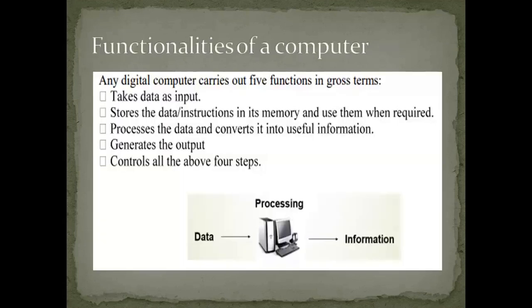The next topic, functionalities of a computer. The computer can perform 5 major operations. The first operation is to take the input from the input devices. The computer accepts any type of input, and the input is transferred into binary form. The second one is to store the data or instructions. After getting the input from the keyboard, the data is stored in the memory.